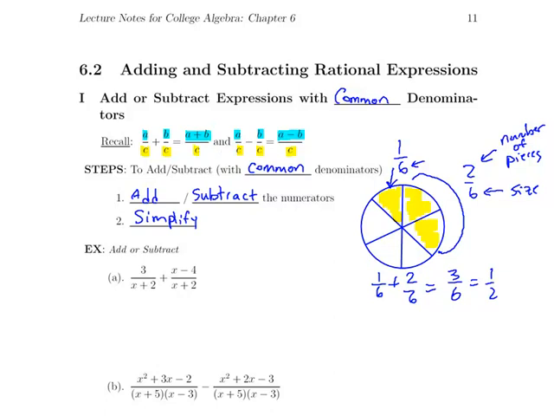In this example right here with the polynomial that you see, notice how the denominator is the same in both cases. So all we've got to do is take 3 plus x minus 4 all over x plus 2. We're going to combine like terms in the numerator. I'm going to be left with x minus 1 over x plus 2. I have now combined those two fractions into one.